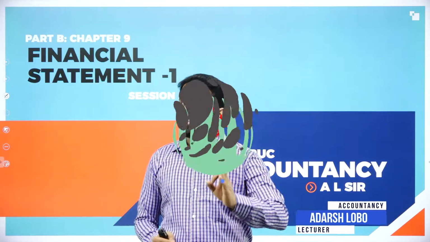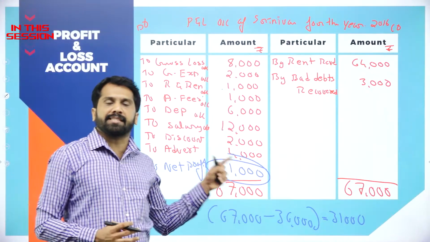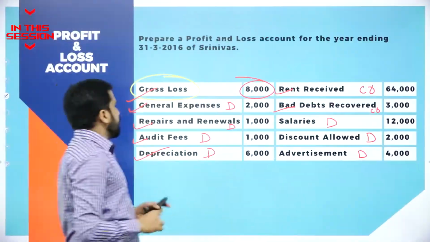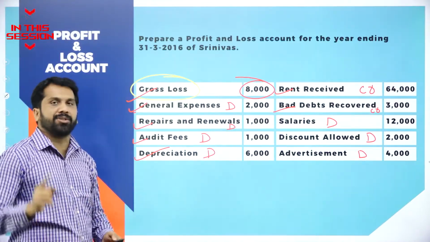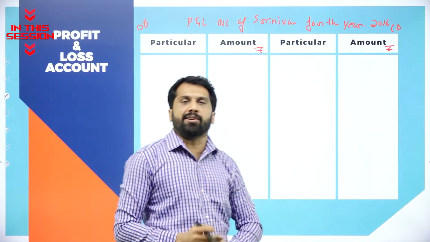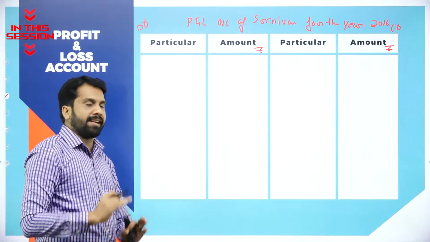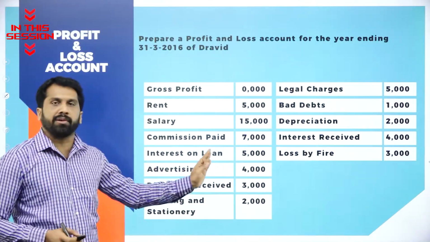Under trading, we consider only direct expenses as well as complete six marks problems with all kinds of adjustments. So after repairs and renewals, what is the next one? Audit fees. Audit fees is how much? Your expenses and losses are always debit and your incomes are always credit. I'll give you all the code words and all the logic on how to solve this.